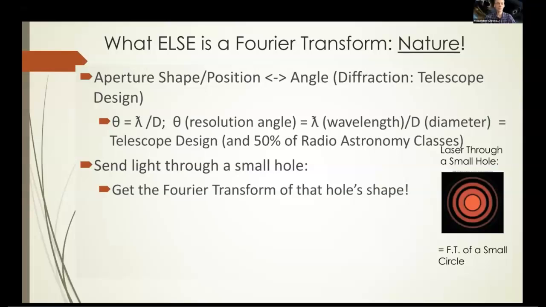Okay. So if we think about that Fourier transform, what is it? It's taking one function, a function of shape or position, and converting it into another function, a function of angle. And I can tell you from personal experience, you can get past 50% of a radio astronomy class just by knowing this one formula that comes out of that: theta equals lambda over d.